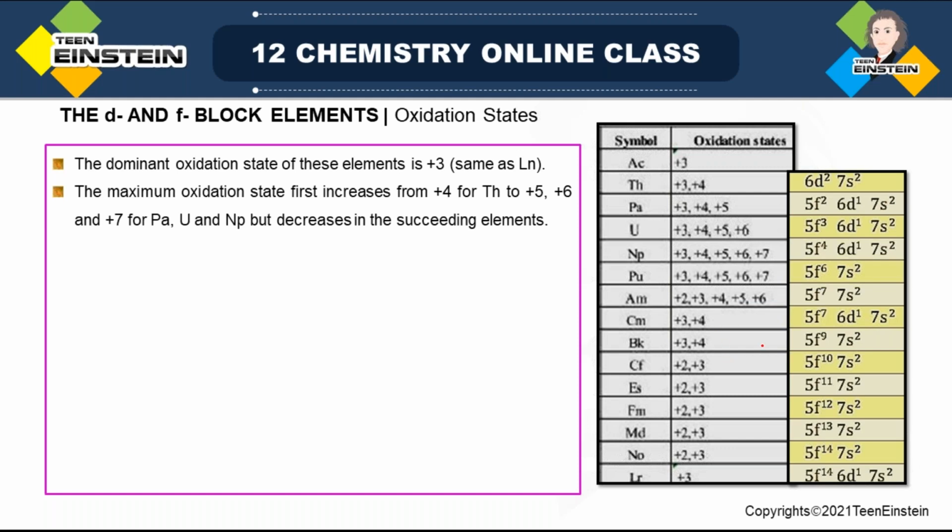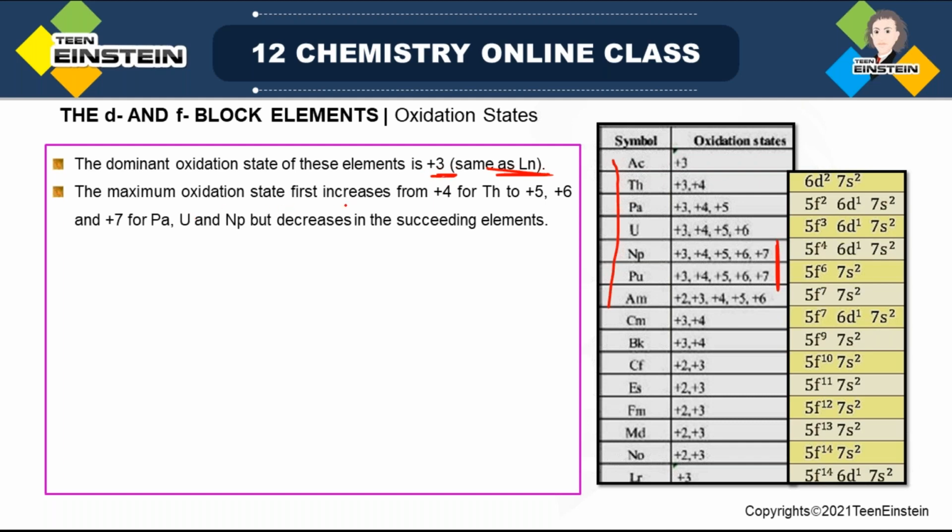But in this case, the difference is that, especially for the first few members, the range of oxidation states is very, very high. The variability is very high, and the maximum you can find is in these two cases, neptunium and plutonium. Though there are different oxidation states, the dominant oxidation state of these elements is obviously +3, the same as Ln, the lanthanides we have seen.